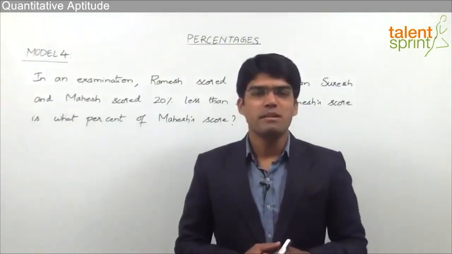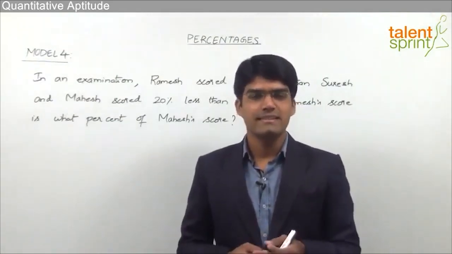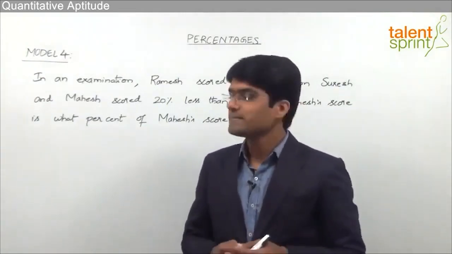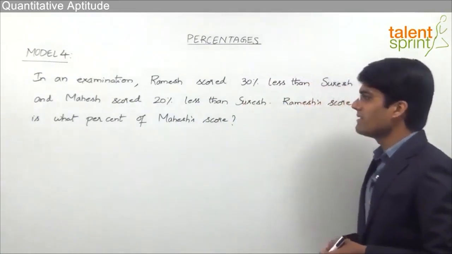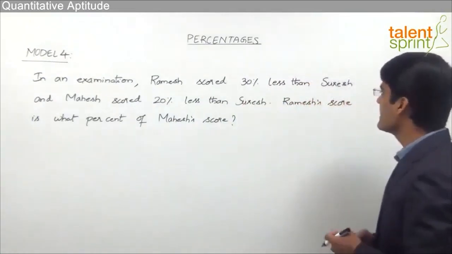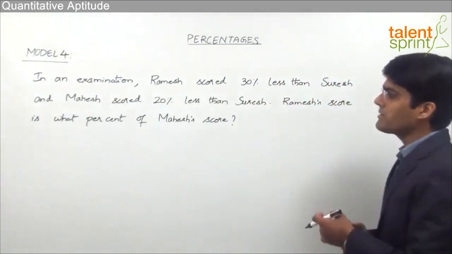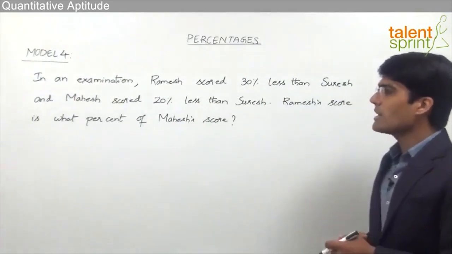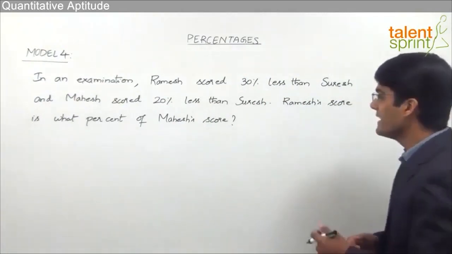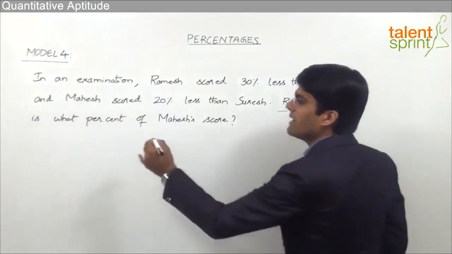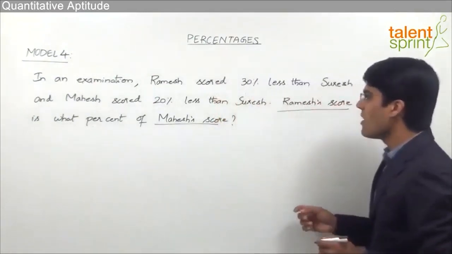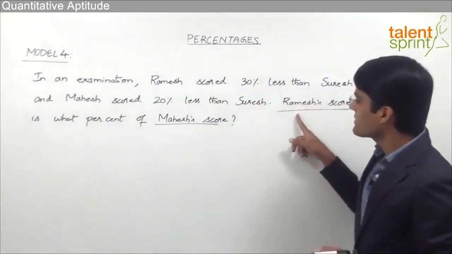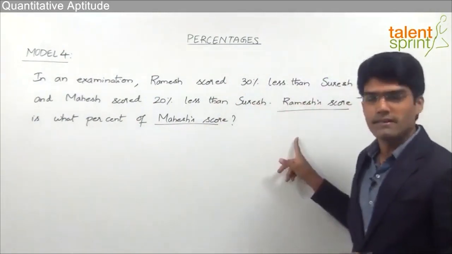Let us now take an example based on the model that we have just discussed. That is, X is what percent of Y should be equal to X by Y into 100. The question here is, in an examination, Ramesh scored 30% less than Suresh and Mahesh scored 20% less than Suresh. So Ramesh's score is what percent of Mahesh's score. As you can see, the given question is in the form of X is what percent of Y. So our answer here should be Ramesh's score by Mahesh's score into 100.